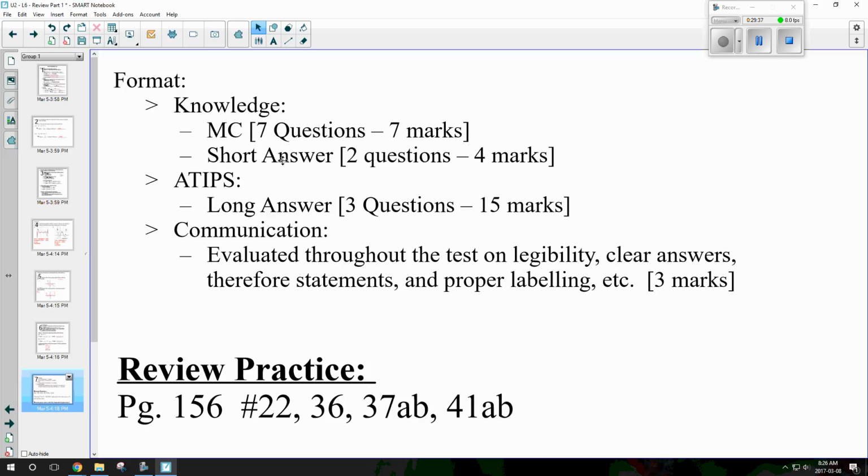You will have some short answer questions. There will be 2 questions that are worth 4 marks. And then the rest will be long answer questions. There are 3 long answer questions and they're worth 3 marks.